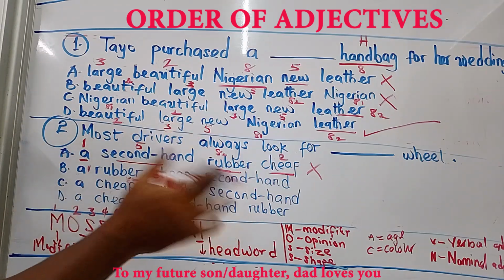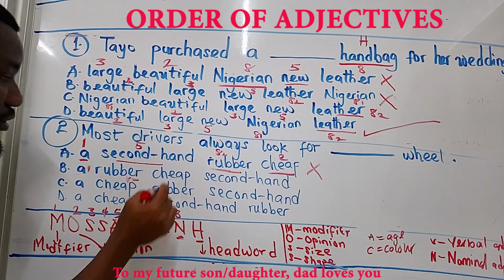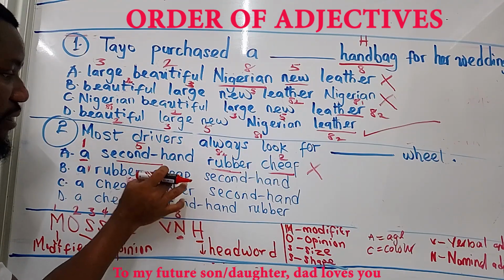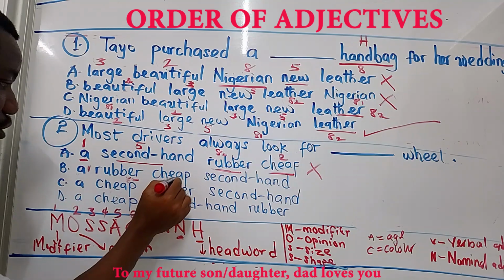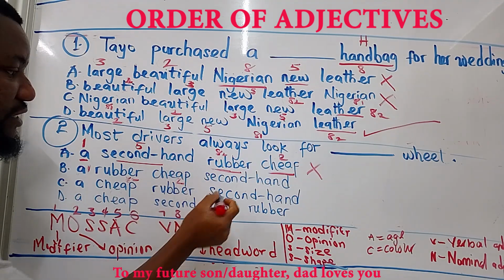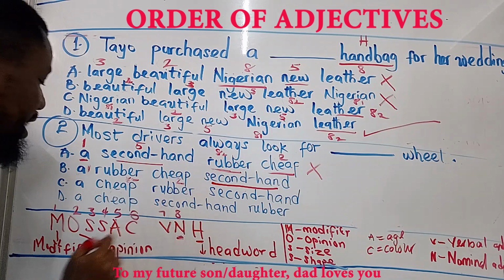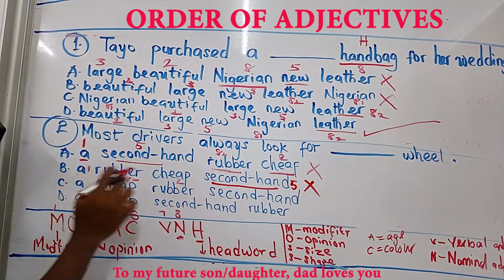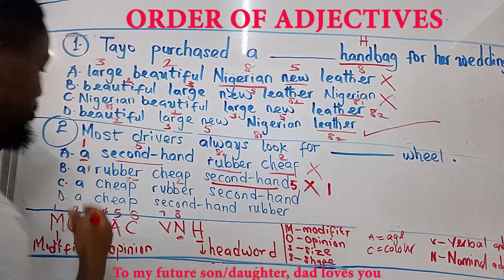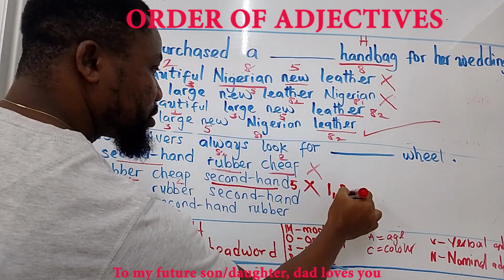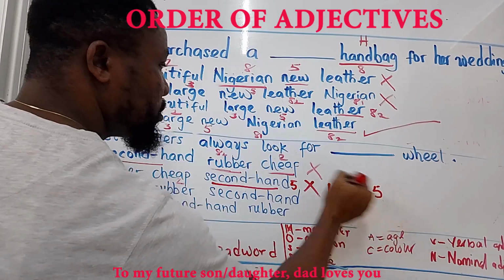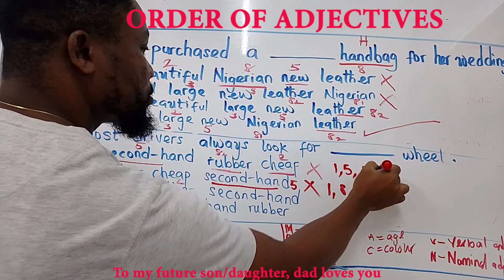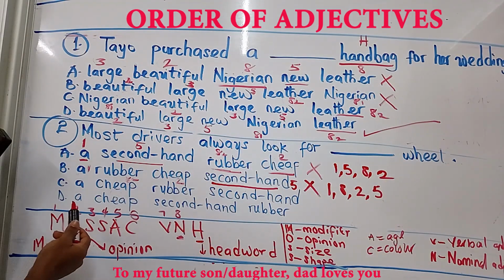Cheap, expensive, is talking about the opinion. It is something that is debatable, it's subjective. What's expensive to you may be cheap to another. What is cheap to you may be expensive to another, depending on your financial capacity or your financial strength. So cheap is talking about opinion, that is 2. Then we have second hand, that is talking about age. Age is 5. So the number here is also wrong because we have 1, 8, 2, 5, but here we should have 1, 2, 5, 8. So let's go to option C.